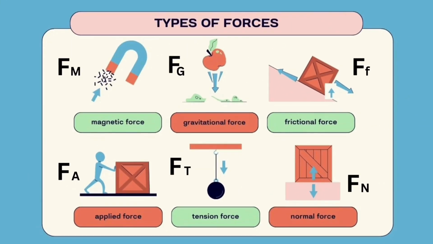And here are some common types of forces. Magnetic force exists between magnets. Gravity force is the force of Earth pulling you down. Friction force is between the surface and the object. Applied force is how much force you apply on an object. Tension can only be a pull, not a push. Normal force is always perpendicular to the surface.